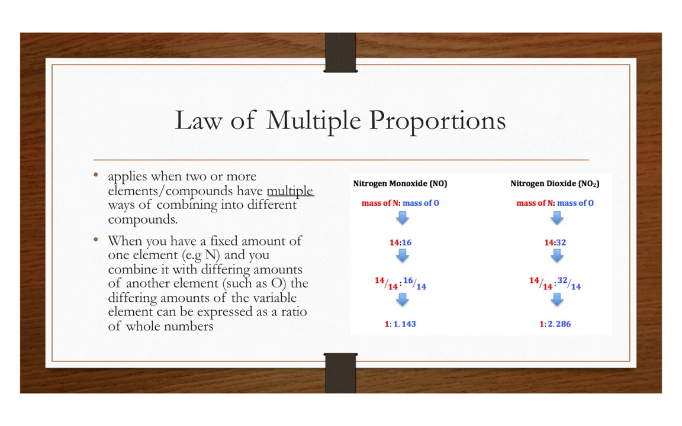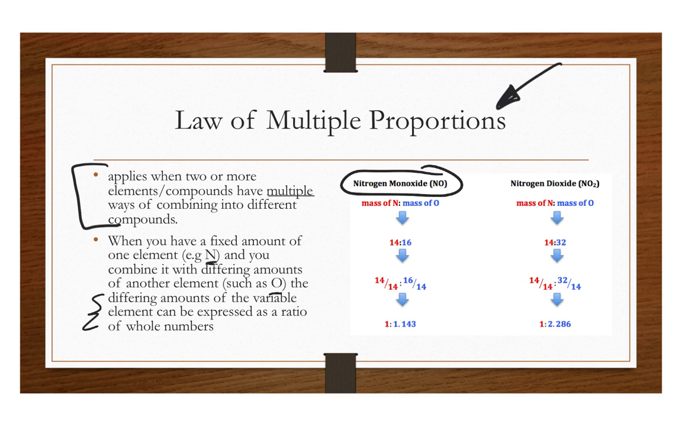The second law that comes into play is something called the law of multiple proportions. The law of multiple proportions applies when 2 or more elements have multiple ways of combining into different compounds. So again, unlike constant composition or definite proportions, this has to do with different compounds that are made out of the same elements. For example, if we have a fixed amount of one element, for example nitrogen, and you combine it with different amounts of oxygen, a different element, the different amounts of the variable element can be expressed as a ratio of whole numbers.